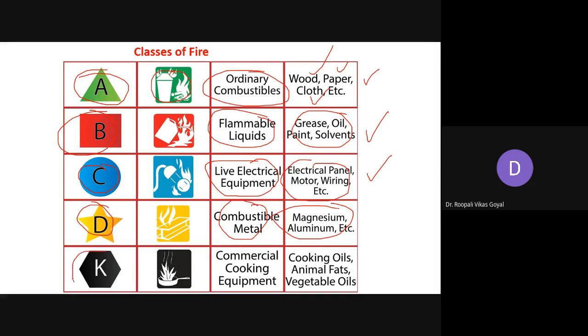Then K kind of fire is due to commercial cooking equipment. You can say from the kitchen, in a restaurant or in your house. That is due to cooking oil, animal fat or vegetable oil. So these are the major kinds of fire, and fire extinguishers are designed to take care of the different types of fire.